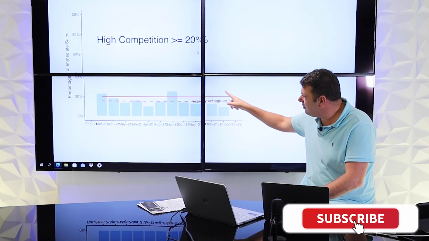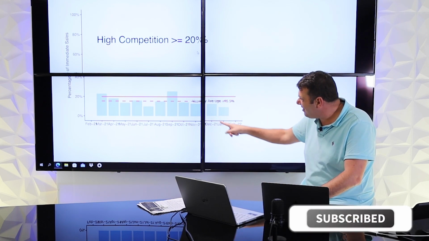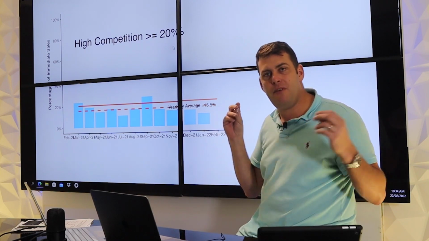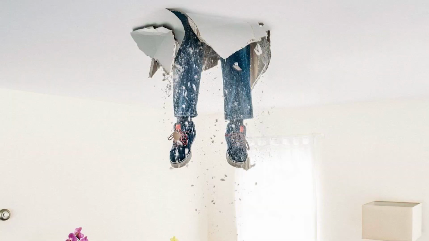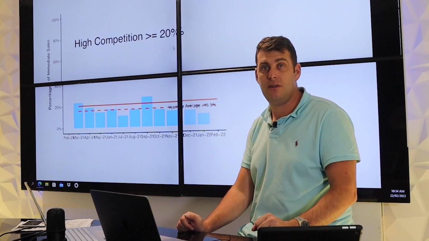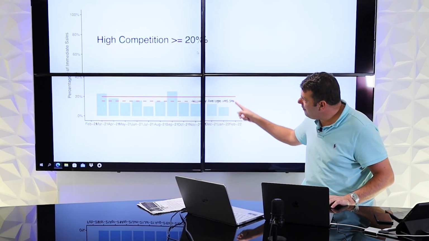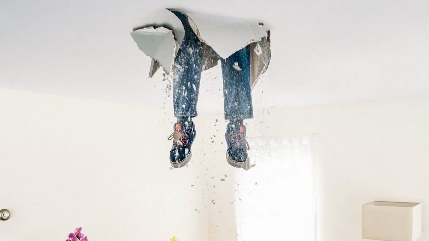We have had seasonal downturns, but this is concerning. The level of competition, the number of immediate sales has dropped through the floor in the last 4 weeks. Okay, this is February. We cut the time off here in February. So the level of competition here has dropped through the floor in the last few weeks.